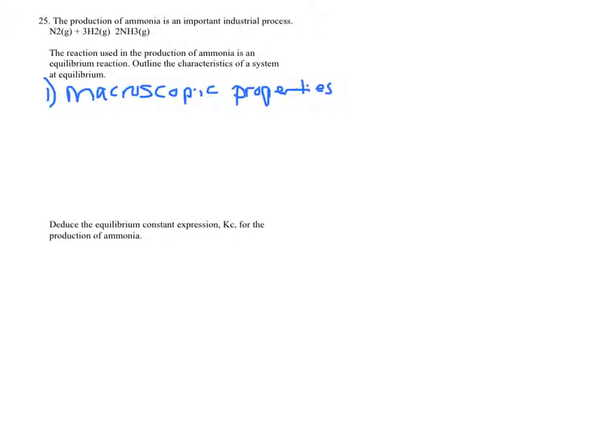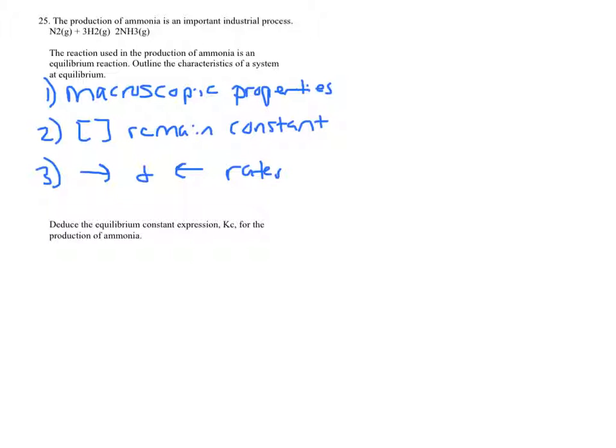These remain constant because at equilibrium we can see no change in those macroscopic properties. It looks like the reaction is done even though it's not. The concentrations remain constant. Even though it's dynamic, reactants are becoming products and products are becoming reactants, the concentration does not change. The forward and reverse reaction rates are the same as well. And those are just 3 examples which represent equilibrium.